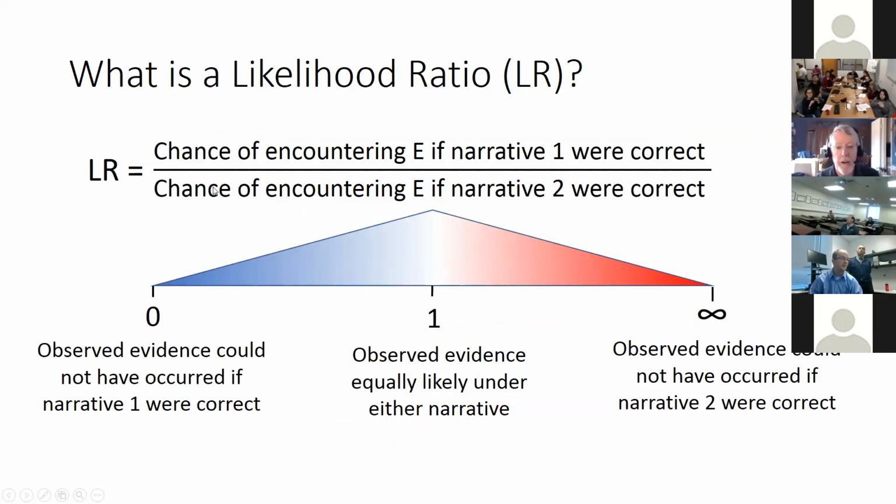And so it can have a value anywhere from 0 to infinity, where 0 corresponds to the evidence could not occur if narrative one were correct. So we'd get a 0 for this ratio if this top part were 0. And infinity, on the other end of the spectrum, corresponds to the chance of encountering this evidence is 0 if narrative 2 were correct. So you just can't see this evidence if the second narrative were correct. And kind of the midpoint in terms of weight of evidence corresponds to a likelihood ratio value of 1, where the observed evidence is equally likely under either narrative.